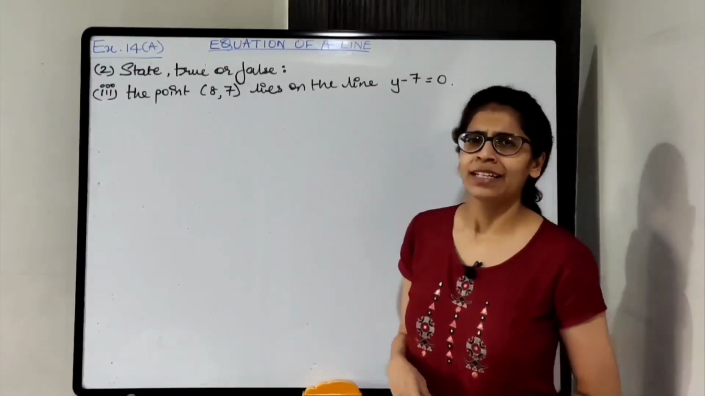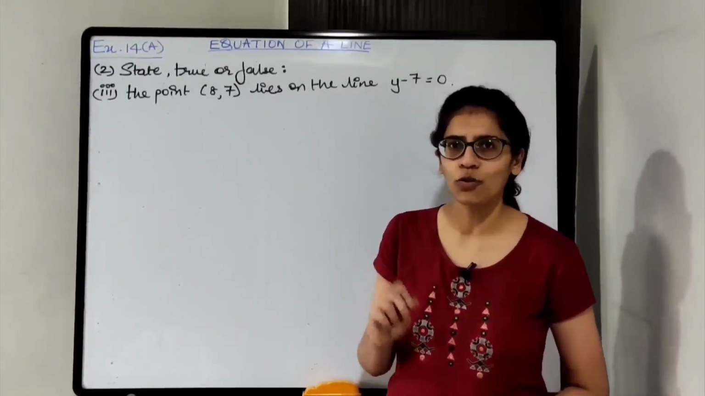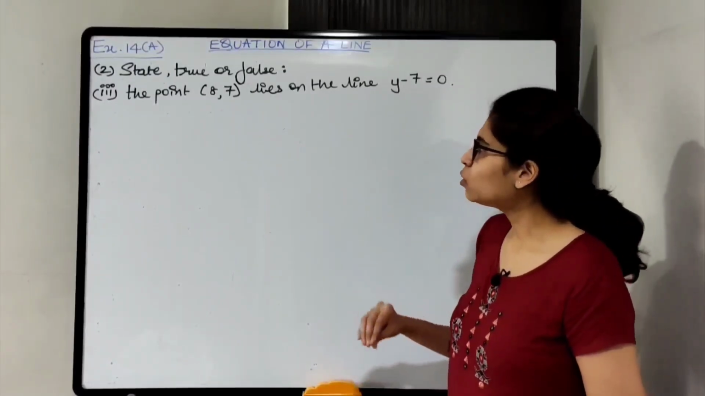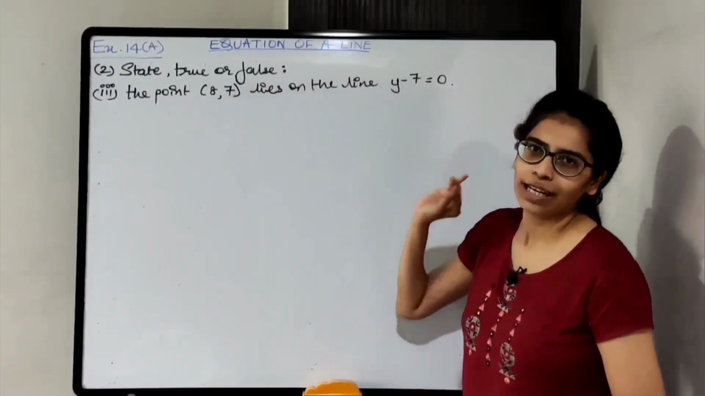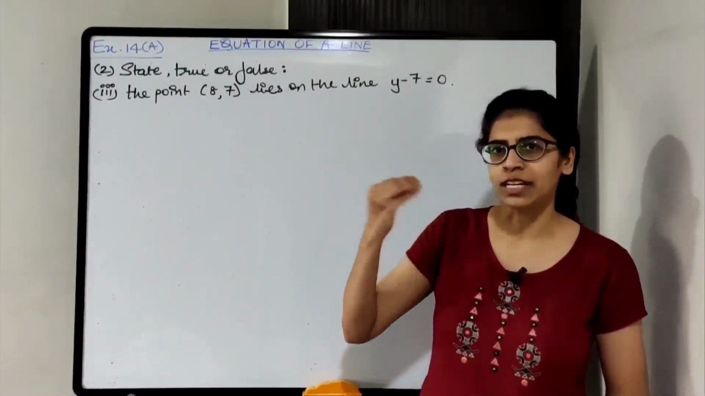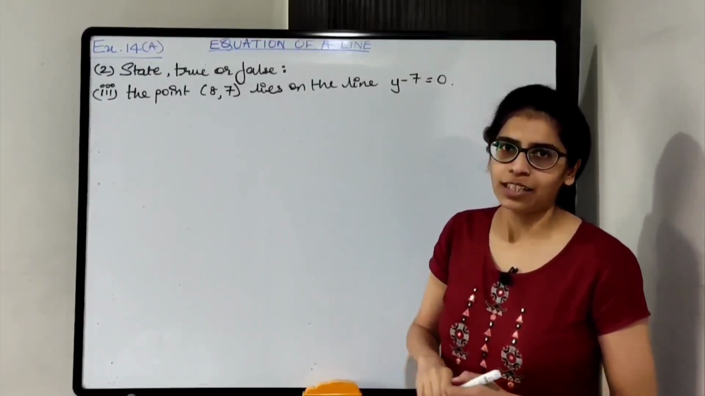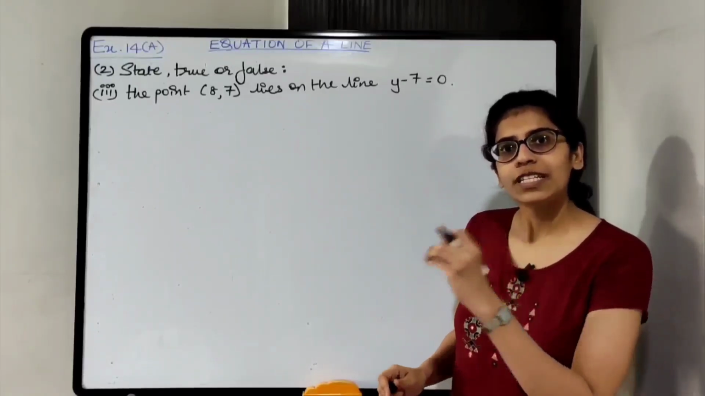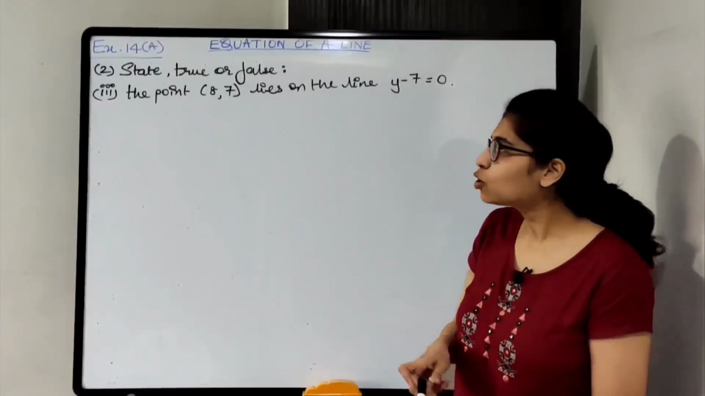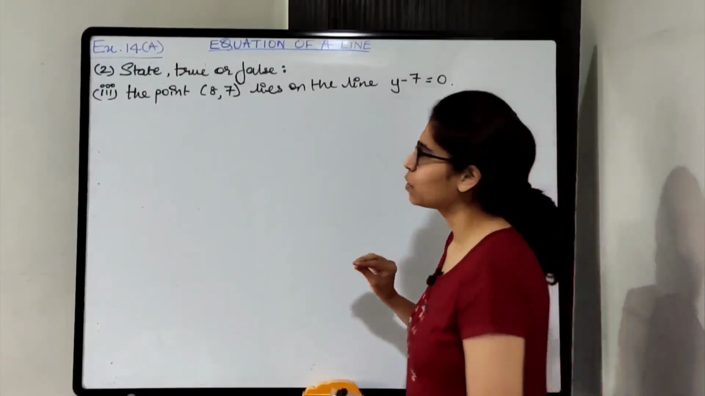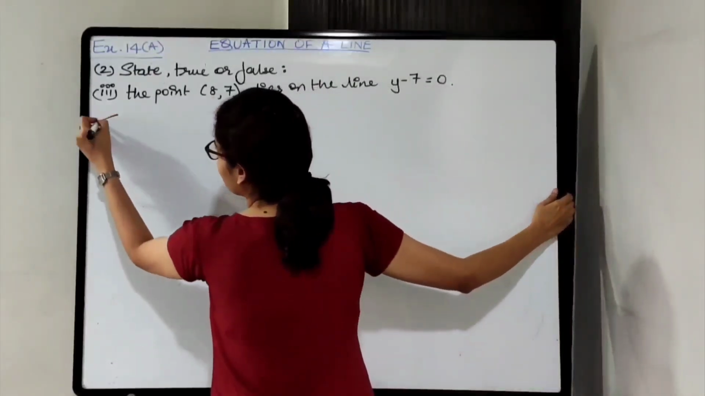0. Let's see if this statement is true or false. In statement we are told that this point is lying on the line, and if it is lying on the line it should satisfy the equation. So let's see if it is satisfying the equation or not. So we will substitute in the equation only because we are told that it is lying on the line. So write the entire statement again.